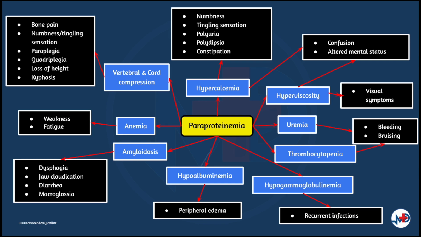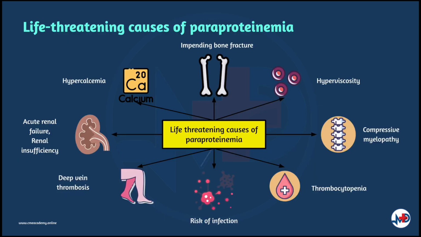Peripheral edema is suggestive of associated hypoalbuminemia, nephrotic syndrome, and renal failure. Loss of height and kyphosis is most likely due to vertebral compression fracture, while dysphagia, jaw claudication, diarrhea, and macroglossia indicate development of amyloidosis. A subset of patients present with life-threatening complications, though most happen in the context of active symptomatic myeloma. This requires urgent therapy to control symptoms to avoid devastating consequences.